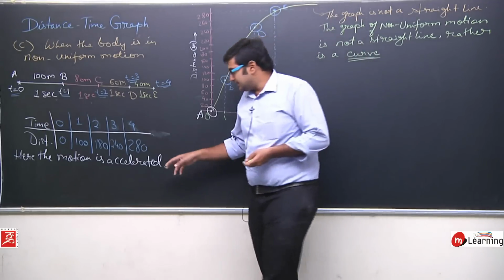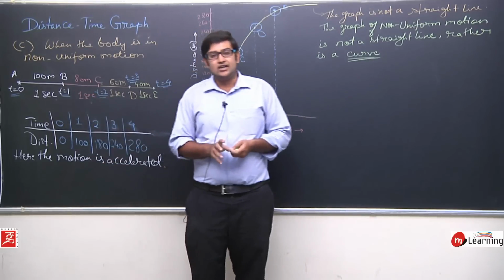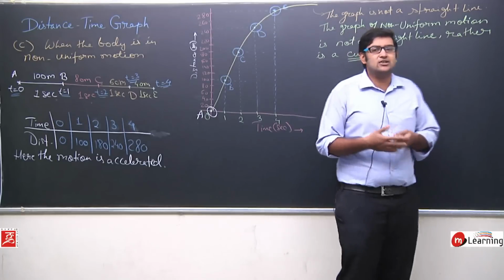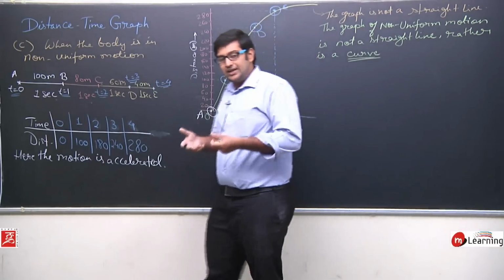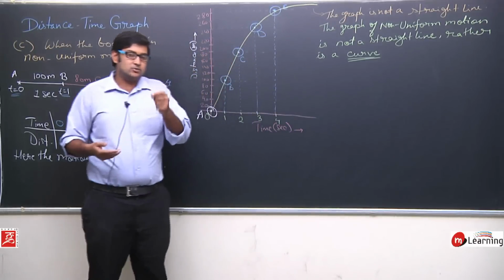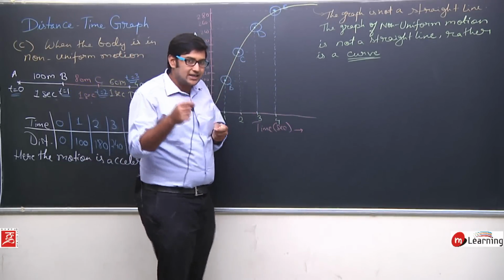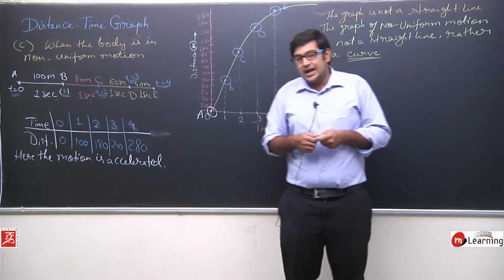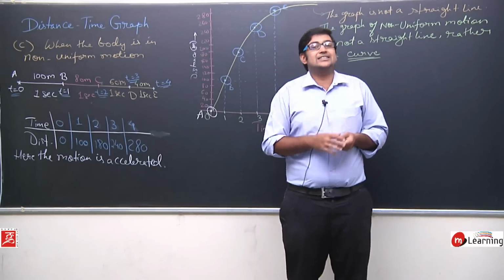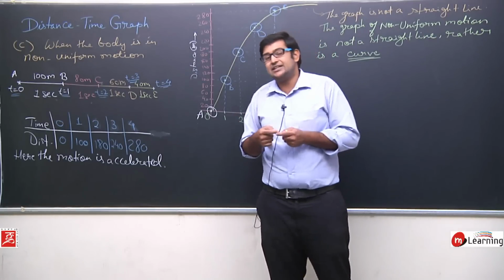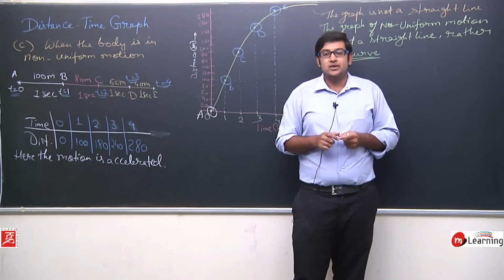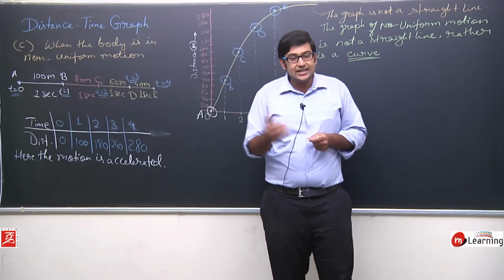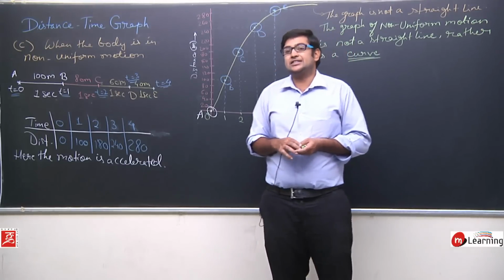So definitely here I can see the motion is accelerated. Now what kind of accelerated? Is it positively accelerated? Is it negatively accelerated? That condition has to be checked from the velocity. We can check that condition using the velocity. We discussed that if the velocity of the object is increasing, then the acceleration will be in the direction of velocity. If the velocity of the object is decreasing, then we say the acceleration is opposite to the direction of velocity.